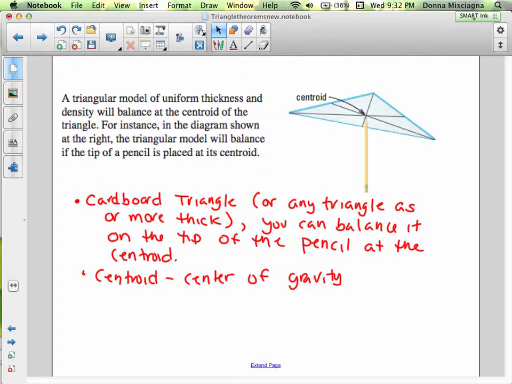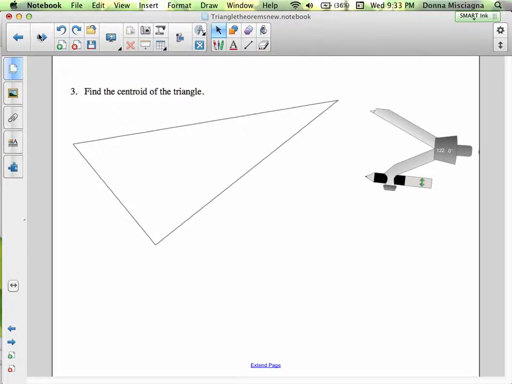So here's how you would find the centroid if you have a triangle that is cut out of cardboard, for instance. All you need is a compass, a ruler, and a pencil. That's it. And I already have the steps up here, so you're just going to kind of watch it go. And I'll explain the steps as I go.